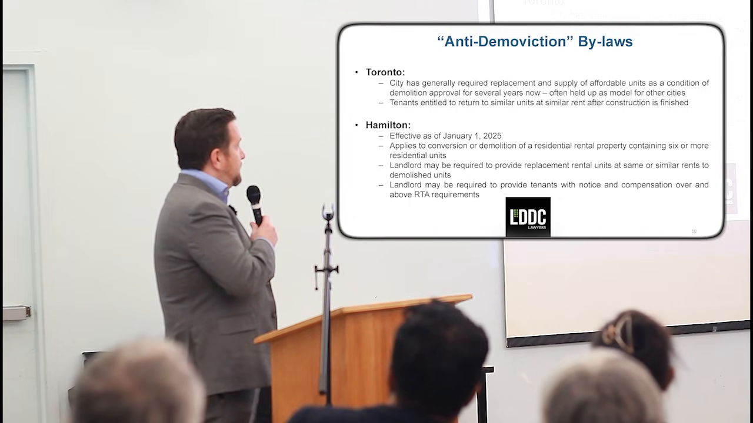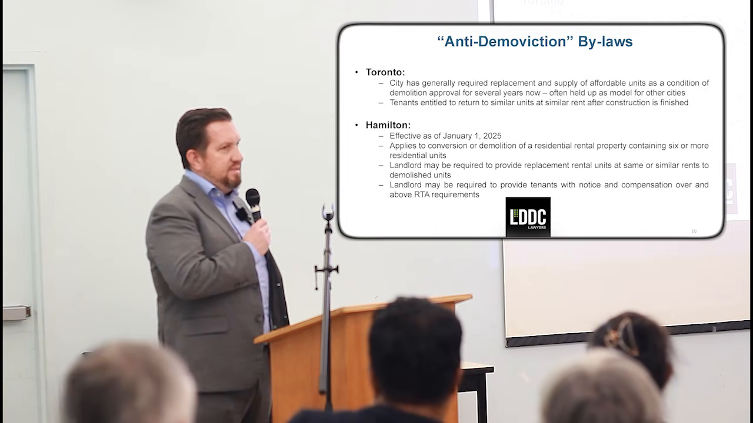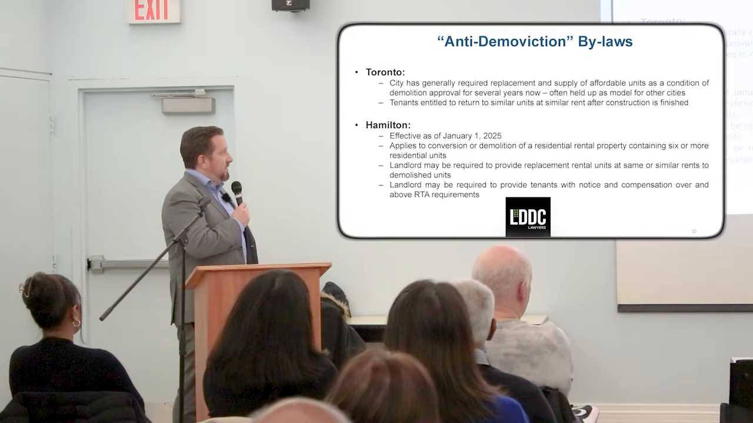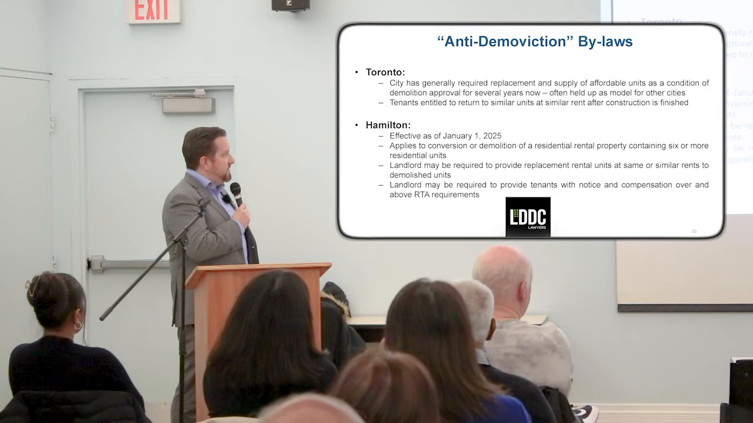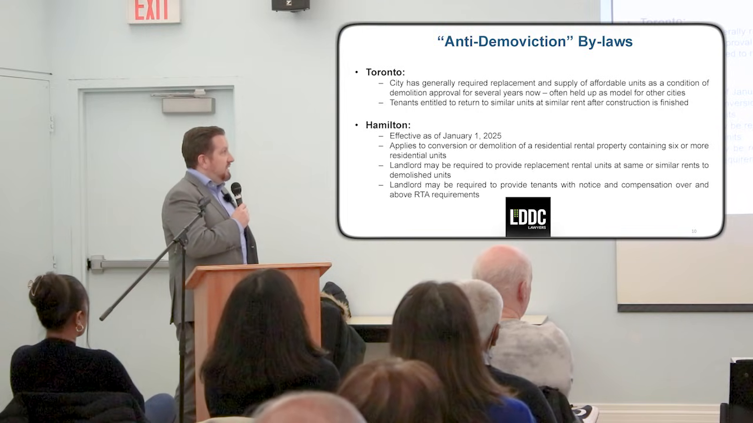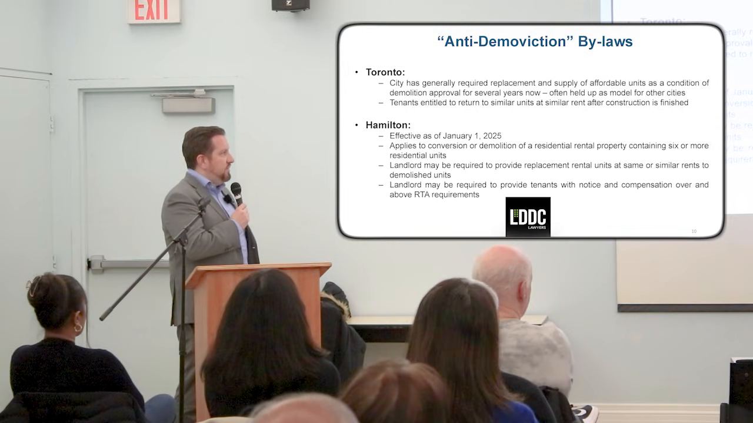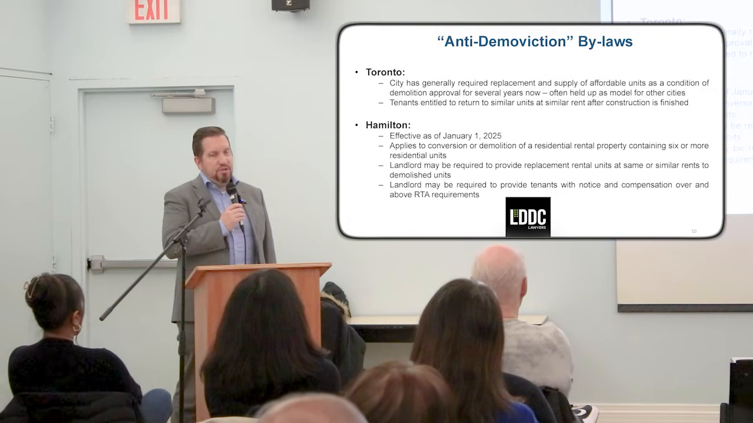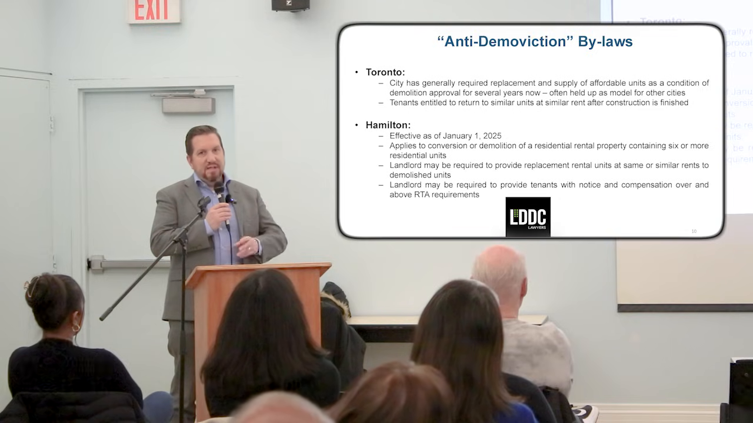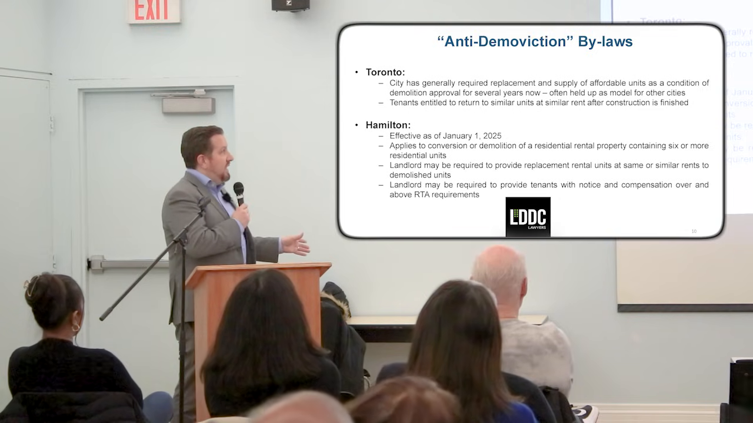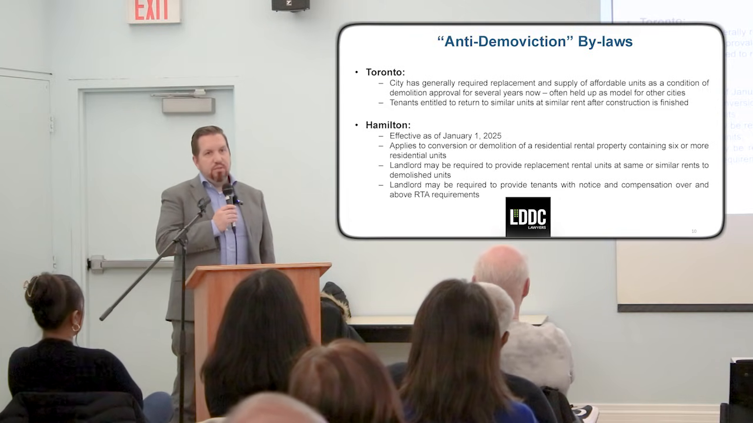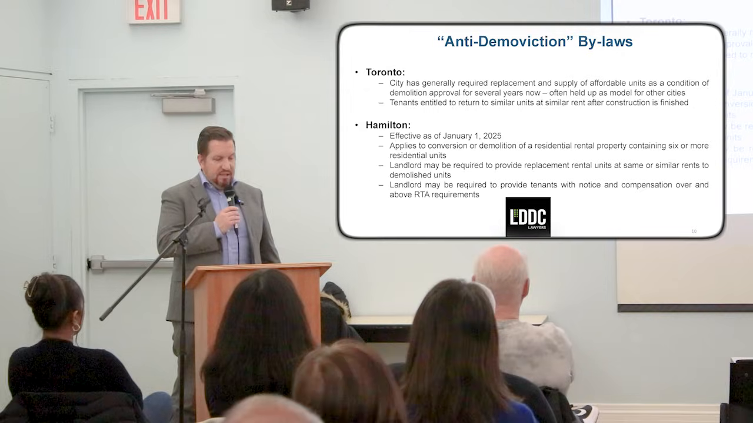Hamilton, as a twin bylaw to its anti-renoviction bylaw, also put into place an anti-demoviction or rental replacement bylaw. It copies a lot of the features from the City of Toronto bylaw, applies to conversion or demolition of residential rental properties containing 6 or more units. The landlord may be required to provide replacement rental units depending on the last rents for the demolished units. So if the demolished units were already above market, then they're not required to replace them with affordable units because you're not taking affordable units out of the rental supply. And as with the City of Toronto requirements, the landlord may be required to provide compensation and notice over and above what's required in the RTA.